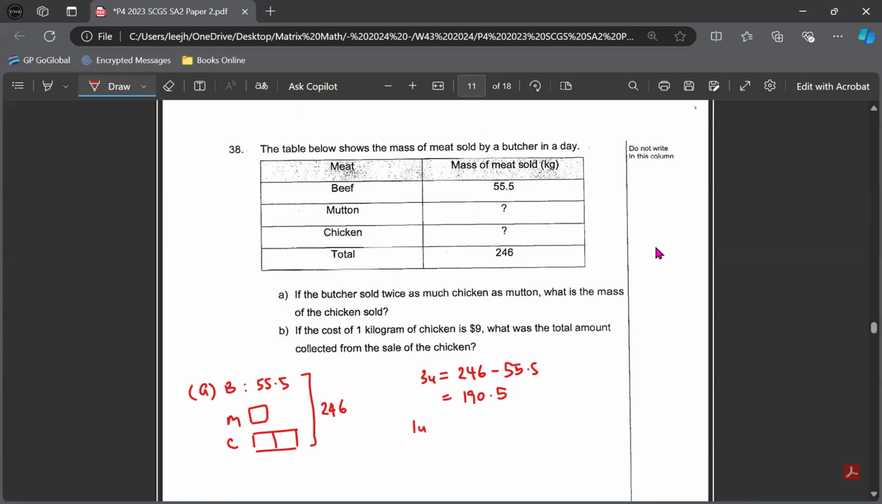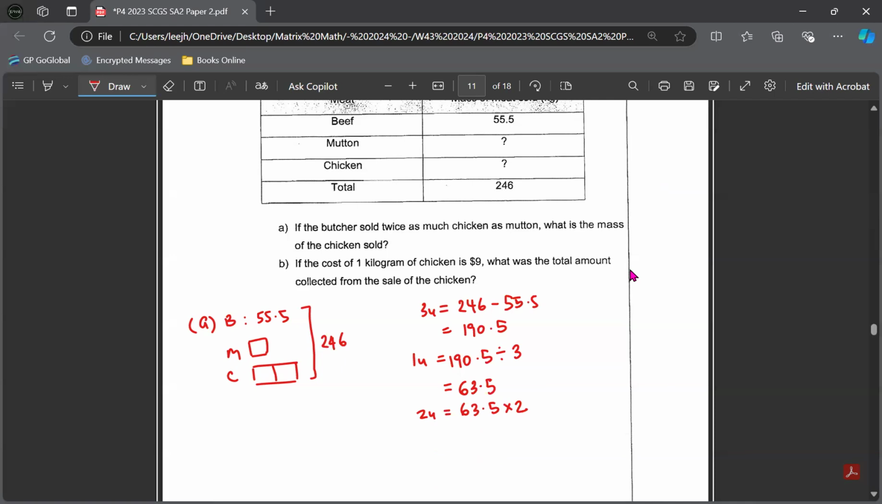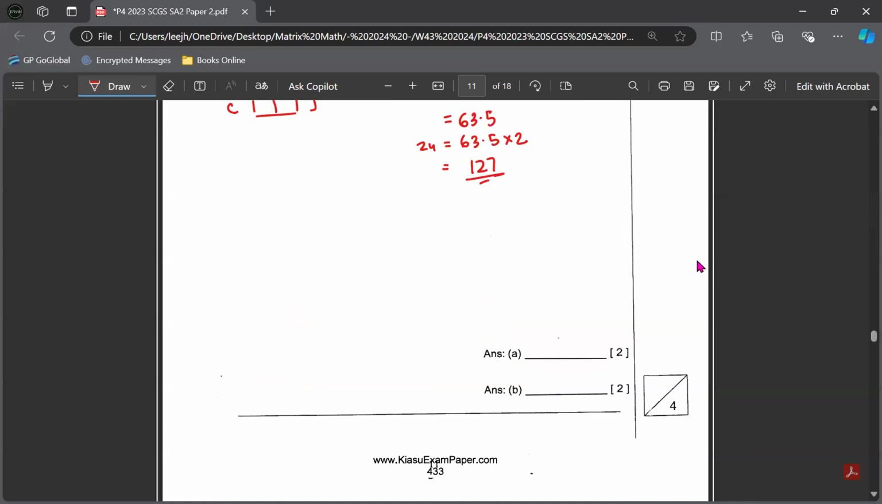Look for 1 unit. 190.5 divide by 3. It will give you 63.5. But I want to find chicken. Chicken is 2 units. So you take 63.5 times 2, which will give you 127 kg. So answer for A must write down. Don't write only 127, 127 kg.